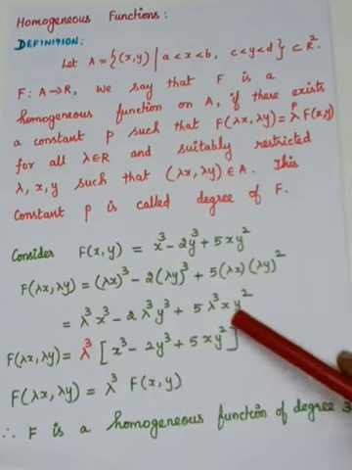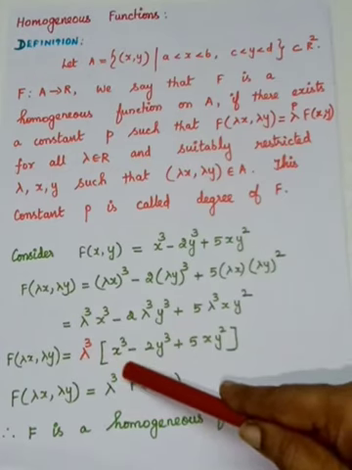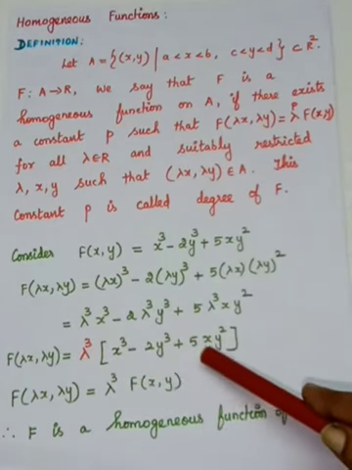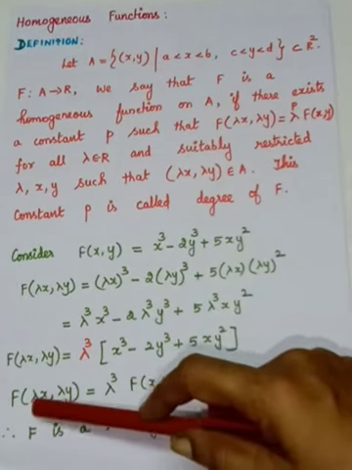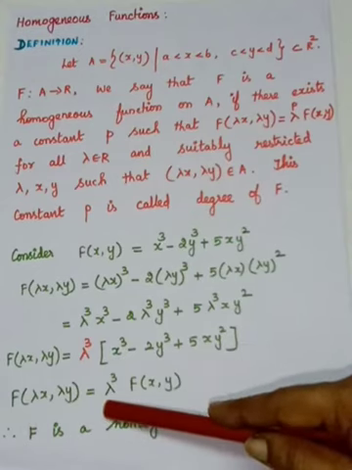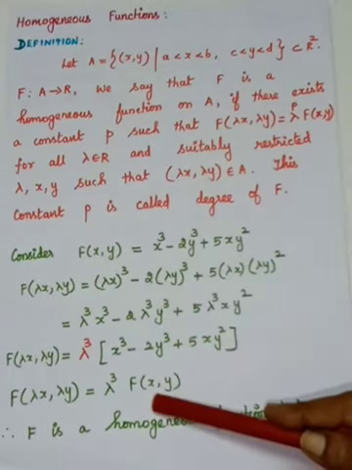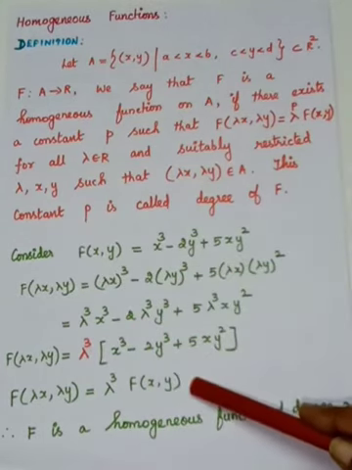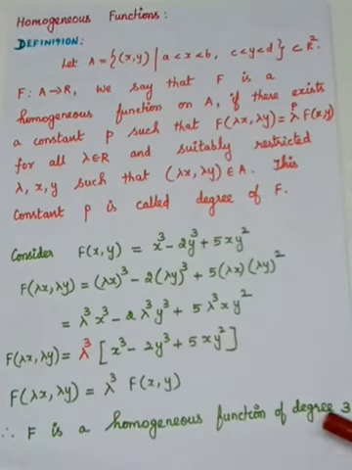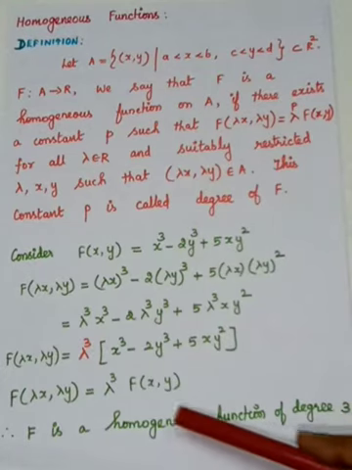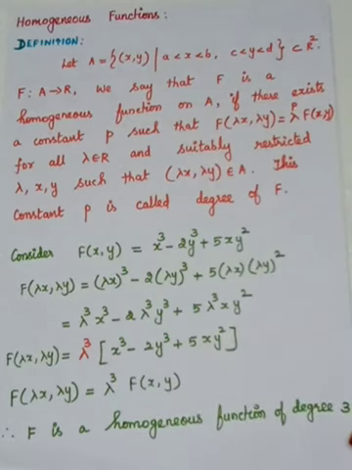From all the terms, what is common? λ cube. If I take it out, what is remaining? x cube minus 2y cube plus 5xy squared. So now we can write f(λx, λy) as λ cube into, what is this? You are getting the original function f. If you can write like this, we can very well say f is a homogeneous function of degree 3. Why am I saying 3? What is the power of λ? That is 3. So it's a homogeneous function of degree 3.